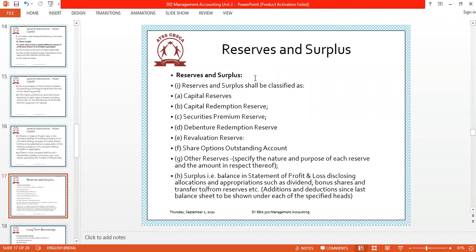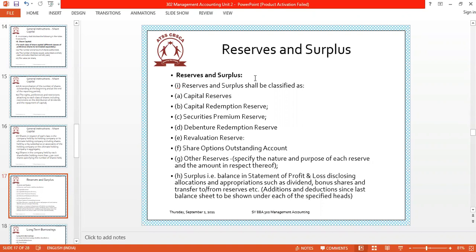If you have procured capital by issue of debentures, we have to redeem that and we have to keep money aside every year from the profit, so that after 5 years, 10 years, you don't have a big load for paying the debentures back. So we've created a fund: capital redemption reserve, securities premium reserve, debenture redemption reserve, revaluation reserve, revaluation of assets and liabilities.